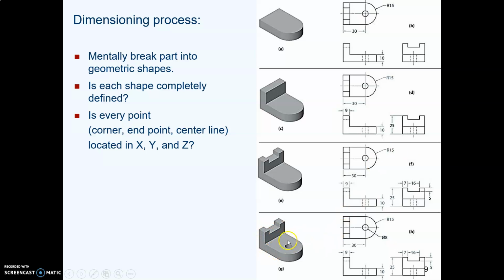Finally, we'll think about that hole that gets put in the middle of that ear. And we already have center lines. That's where that hole is located. We just need to tell them the diameter of the hole. And now we have given them every dimension that they need to make that part.